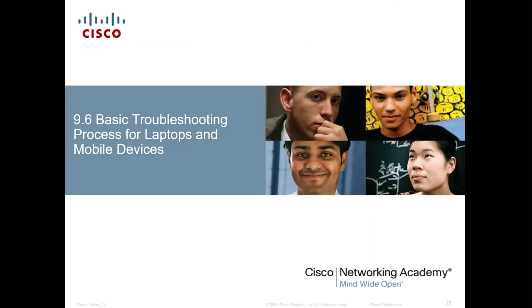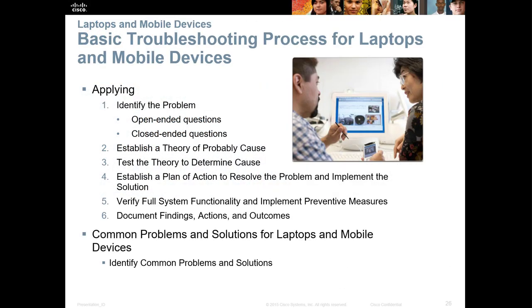When we take a look at troubleshooting, these are the same steps we've talked about before. We have to identify our problem, establish a theory, test it, make a plan of action to resolve the problem, and implement the solution, verify full system functionality, document our findings, actions, and outcomes, and continue to do the same thing for laptops and mobile devices. Make sure you go through. And that is Chapter 9, dealing with our mobile devices and laptops.